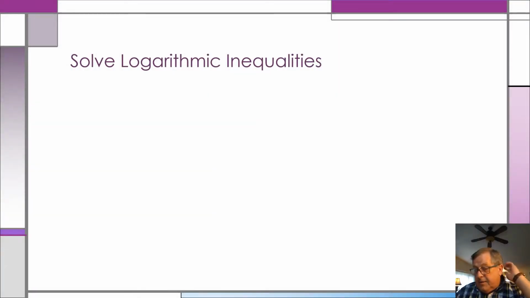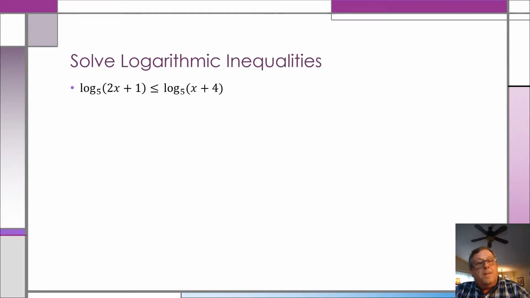Well, what about solving logarithmic inequalities when we've got logs on both sides of the inequality statement? Let's take a look at this example. So here we've got log base 5 of 2x plus 1 is less than log base 5 of x plus 4. Considering that both sides have log base 5, I can just cancel those out. And then we can just deal with 2x plus 1 is less than x plus 4.